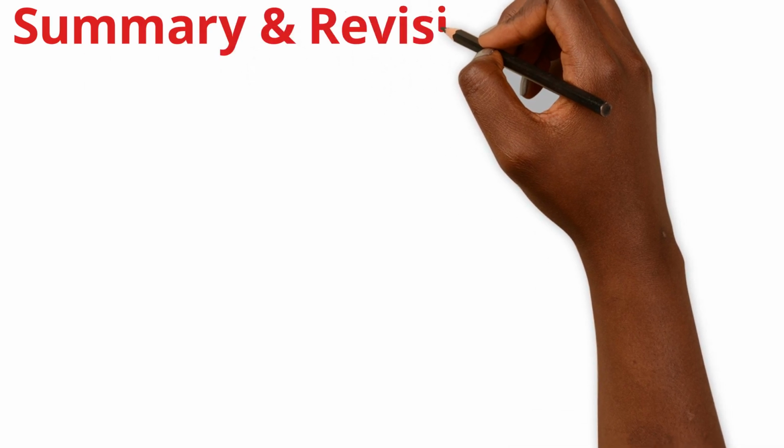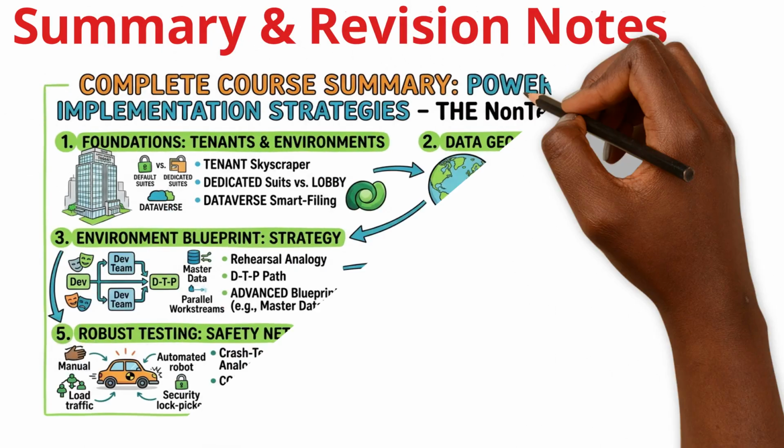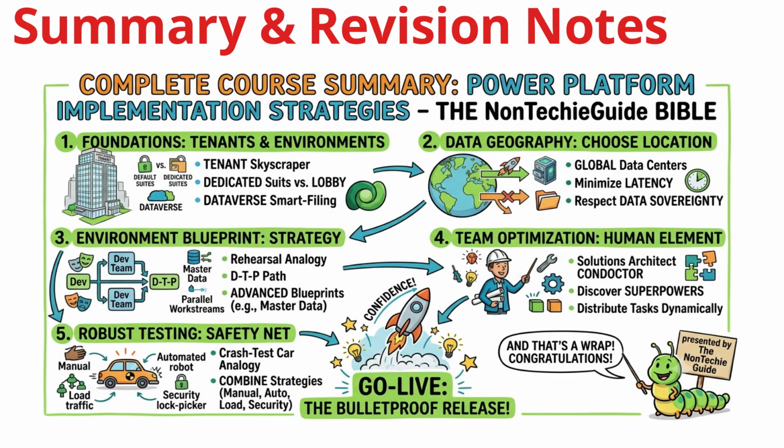In this course summary, we focused on the skeleton over the substance of Power Platform implementations. First, we established our high-level blueprint, discovering how tenants and dedicated environments safely housed our applications. Next, we locked in our data's geographical location, balancing network speed with strict sovereignty laws. After that, we crafted a structured environment strategy, separating development from production to prevent deployment chaos.